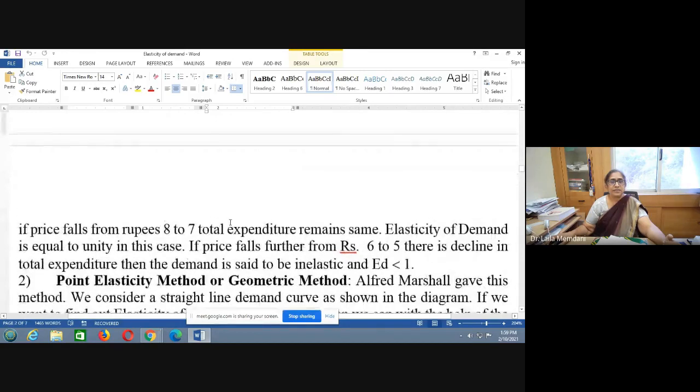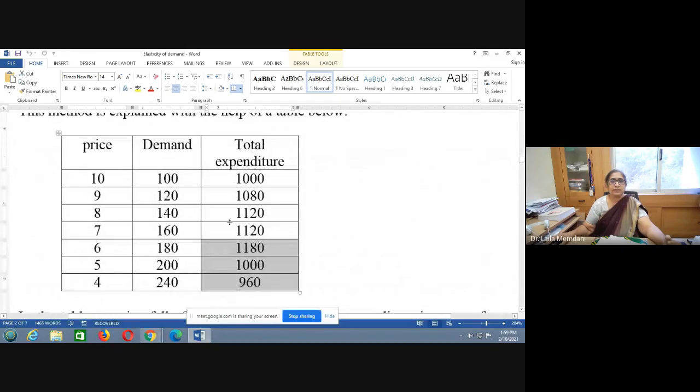So once again, I will repeat. With falling price, if total expenditure increases, elasticity is greater than 1. With falling price, if total expenditure remains the same, elasticity is equal to 1, or it is unitary elastic. With falling price, if total expenditure declines, elasticity is less than 1.